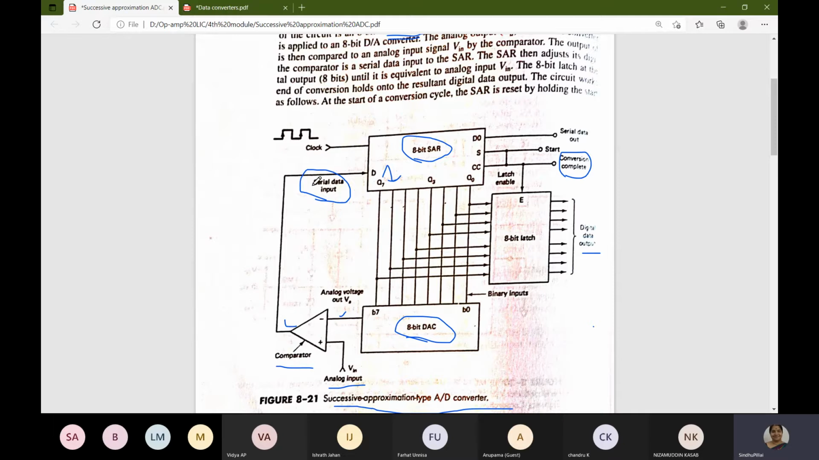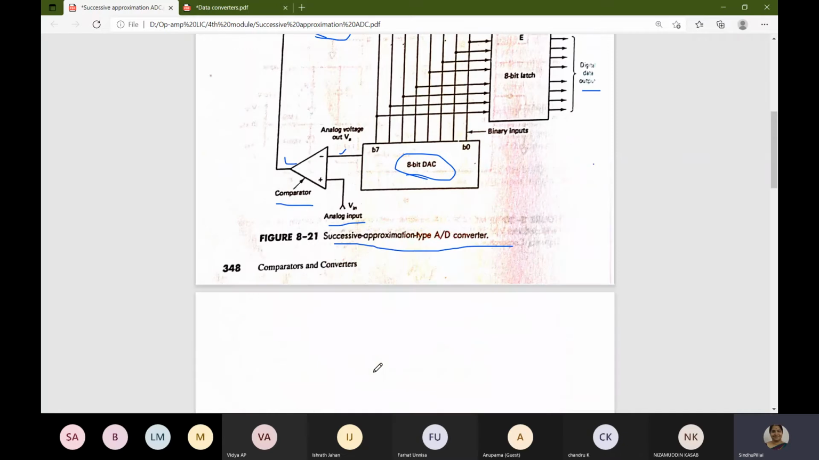If the comparator output is low, what does that mean? If you send the low signal, that means the DAC output is greater than the input. Okay, then it has to reset. I'll show you here.